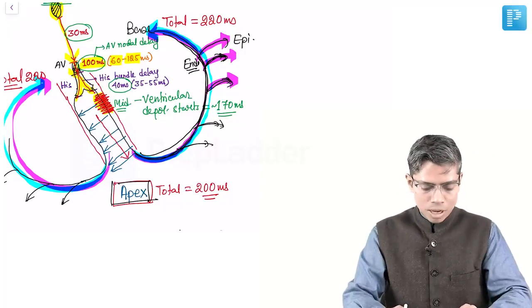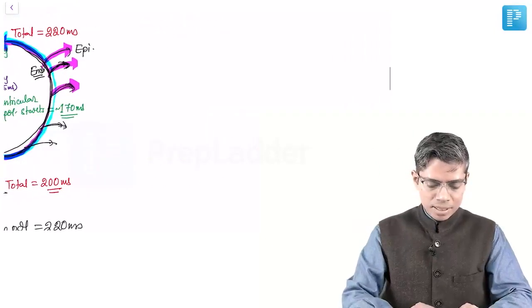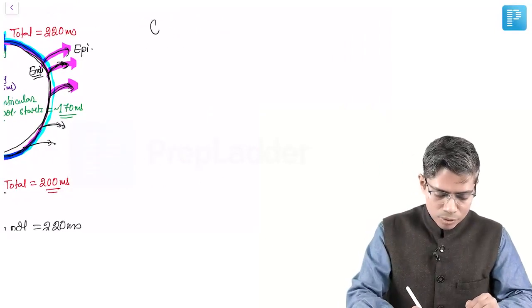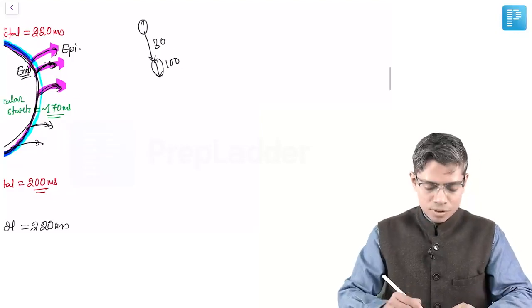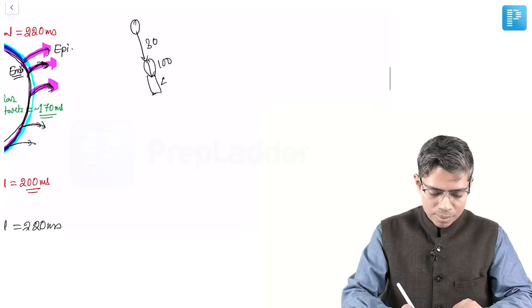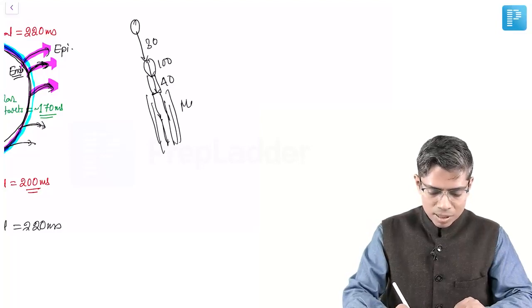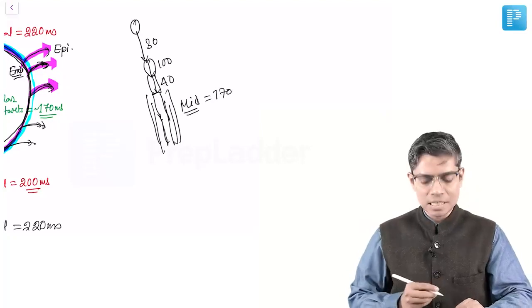Getting my point? So now we can summarize this topic. The SA node is producing an impulse. It is reaching the AV node in 30 milliseconds. Then it is taking 100 milliseconds to cross the AV node. Then it is taking 40 milliseconds to cross the bundle of His. Now it is starting the depolarization in the septal region. And which part of the septal region? Mid part. So the total time to start here is 170.